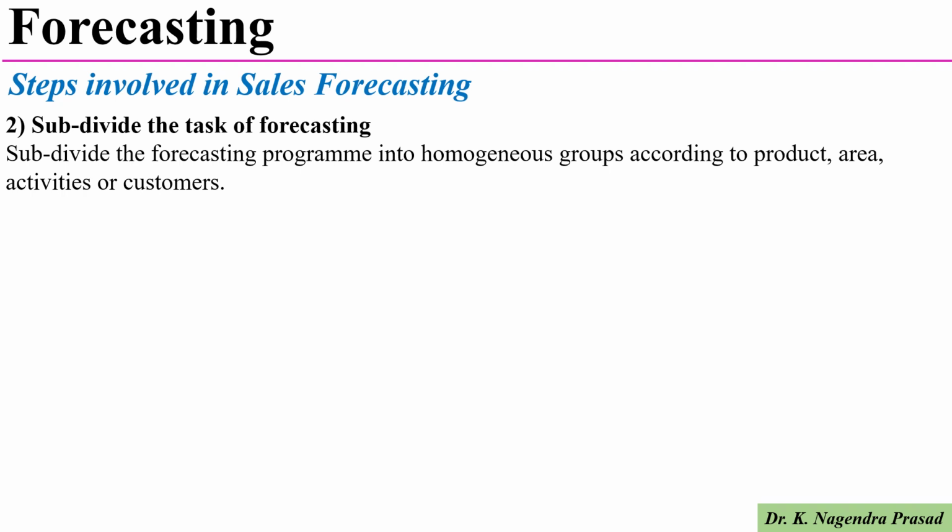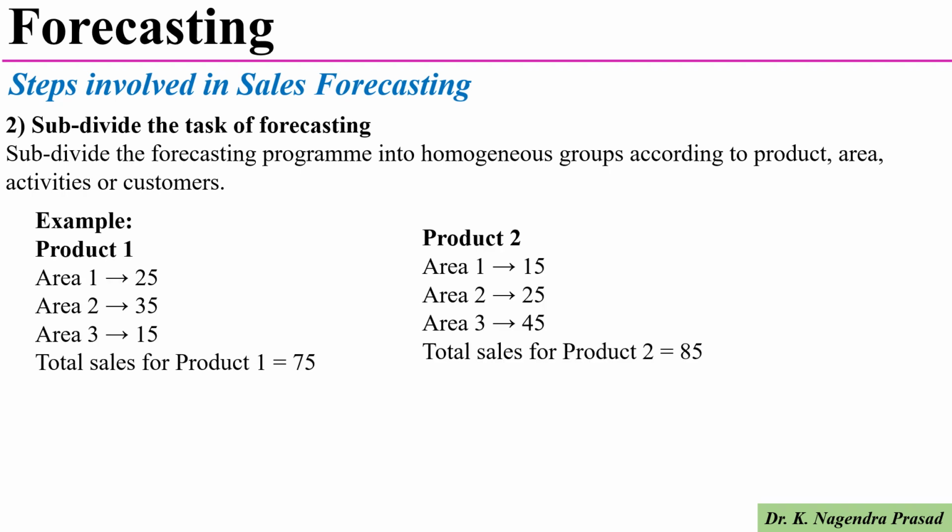Subdividing the forecasting program into homogeneous groups according to product, area, activities or customers. Let's consider one example. There are two products, product 1 and product 2. Then I have to conduct the survey in various areas. For product 1, area 1 is 25 sales, area 2 is 35 sales, and area 3 is 15 sales. Similarly for product 2, area 1 is 15 sales, area 2 is 25, and area 3 is 45.